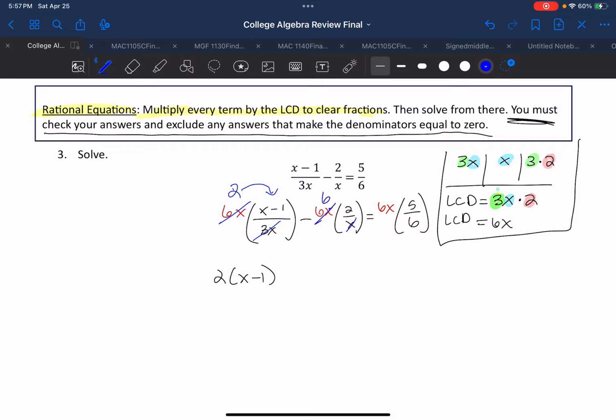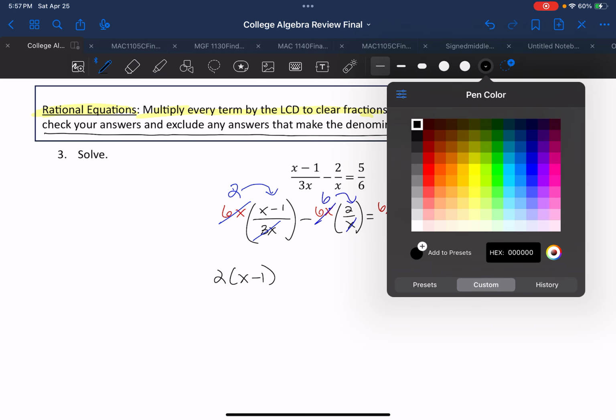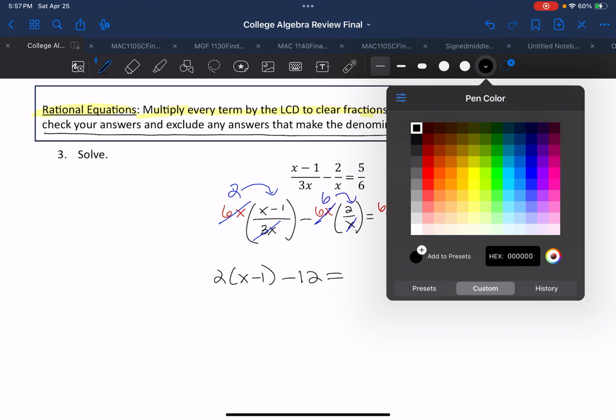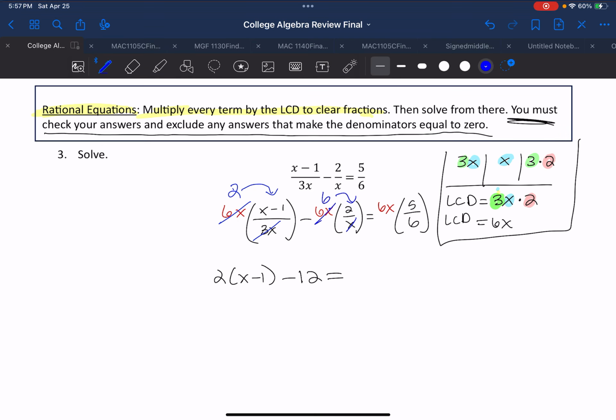Just write the 6 above it. And so that'll be a negative 6 because of the negative in front there, times 2. So that will leave me with negative 12. And in the last one, the 6's will cancel, and that'll leave me with the x times 5, which will be 5x.